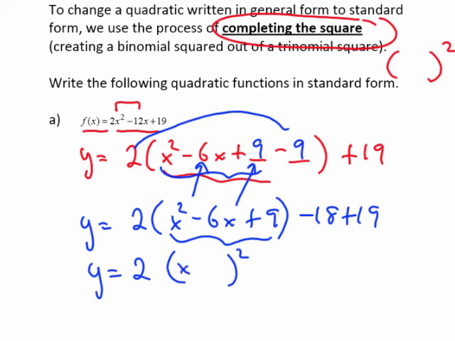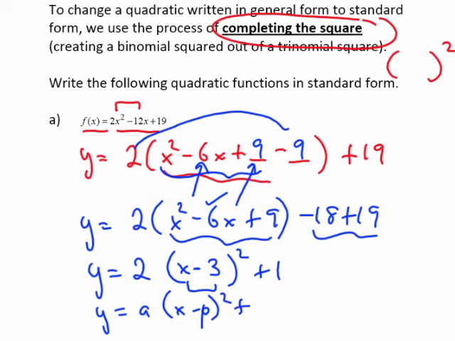So that's going to be x minus the square root of 9, which is 3. Check it out. Multiply these two together, double to get 6. Yep, that works. Plus 1. And guess what? We have our parabola in standard form, a(x minus p) squared plus q.